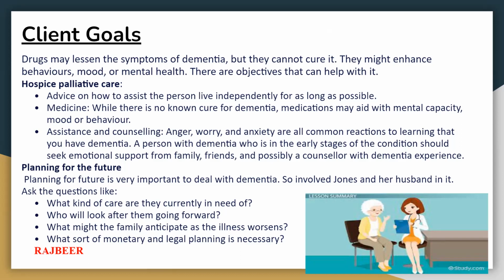Planning for the future: planning for the future is very important in dealing with dementia, so involve Mrs. Jones and her husband in it. Ask questions like, what kind of care are they currently in need of? Who will look after them going forward? What might the family anticipate as the illness worsens? What sort of monetary and legal planning is necessary?